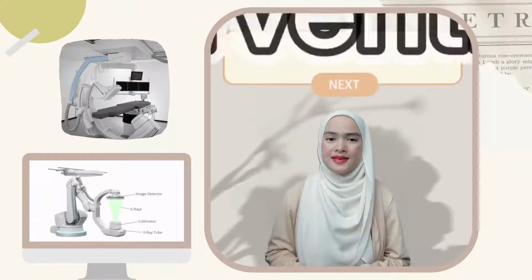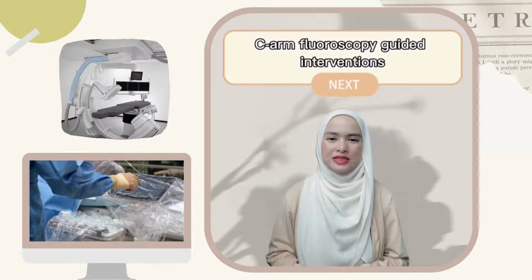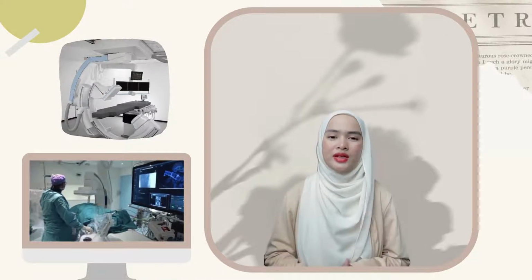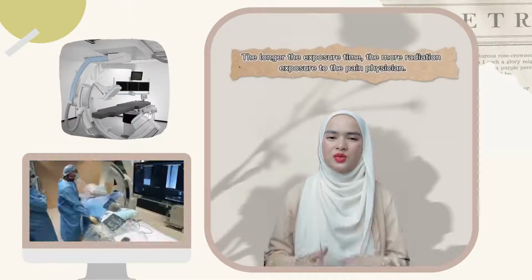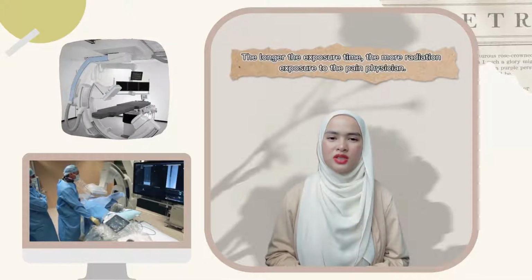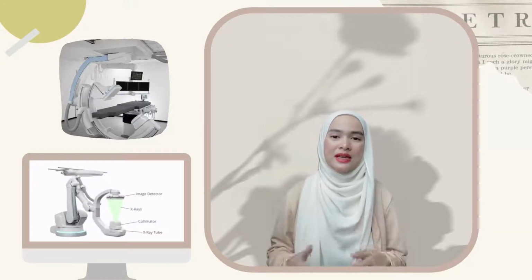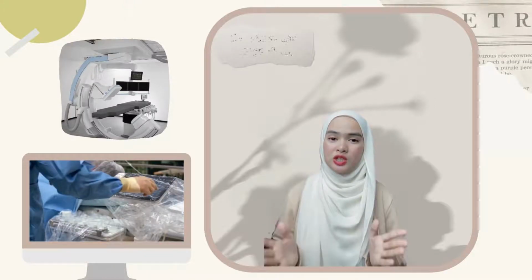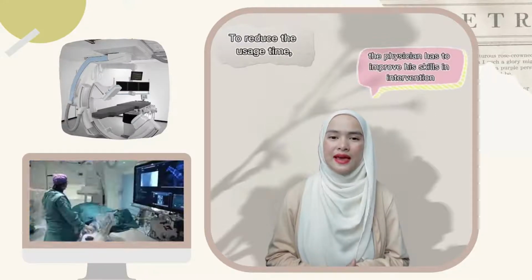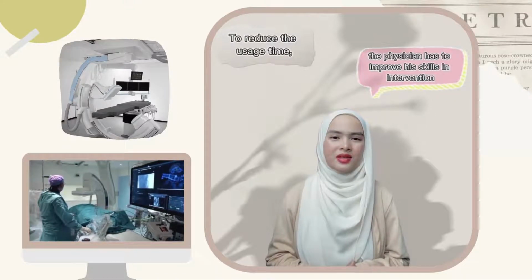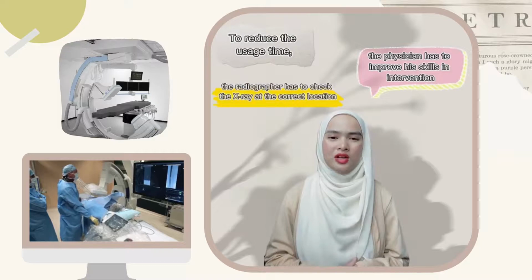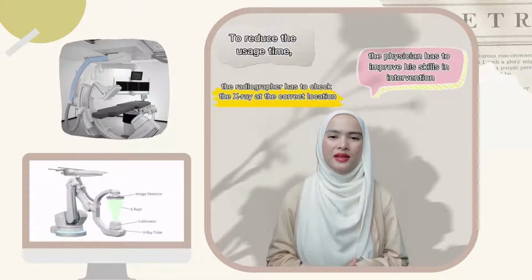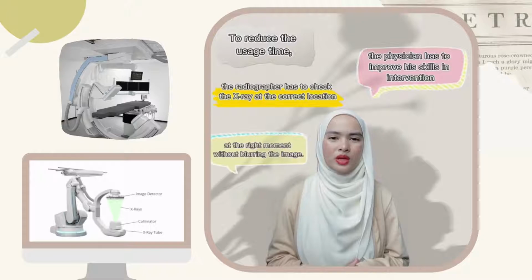For example, in C-arm fluoroscopy guided interventions, the time spent using the C-arm fluoroscopy is related to the radiation exposure. The longer the exposure time, the more radiation exposure to the pain physician. Therefore, it is important to reduce the time of C-arm fluoroscopy. To reduce the usage time, the physician has to improve his skills in intervention and the radiographer has to take the X-ray at the correct location and at the right moment without blurring the image.